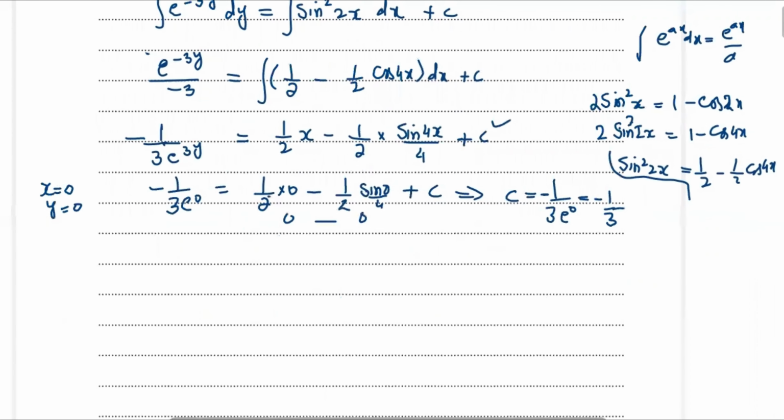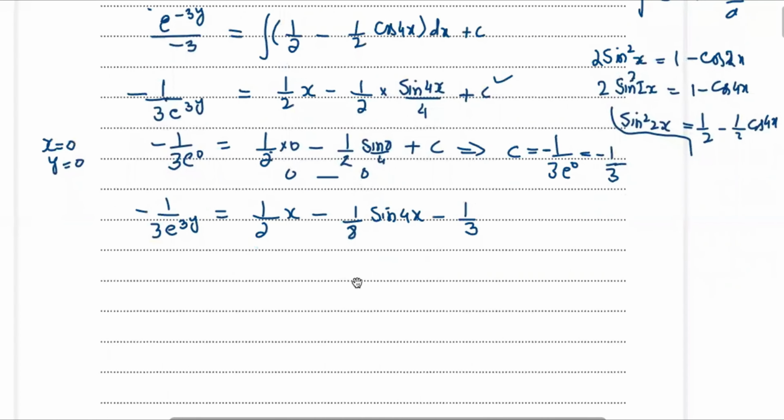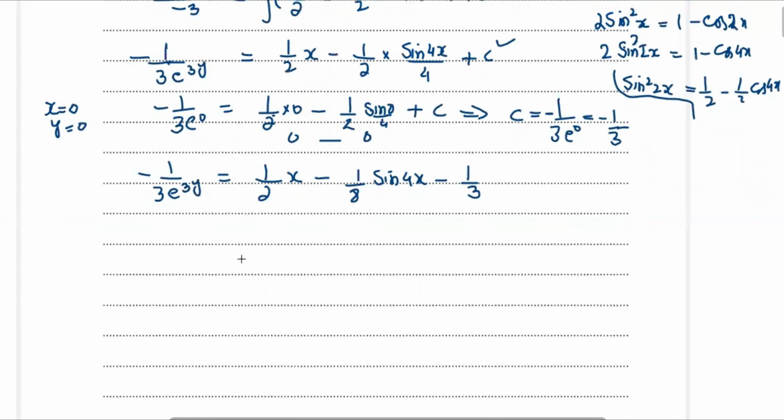Now this equation can be written as minus 1 over 3 e power 3y equal to 1 over 2x minus 1 over 8 sine 4x minus 1 over 3. Now you can write, this is the solution of the differential equation. Now we have to find the value of y when x equal to 1 over 2. Now we put the value here.